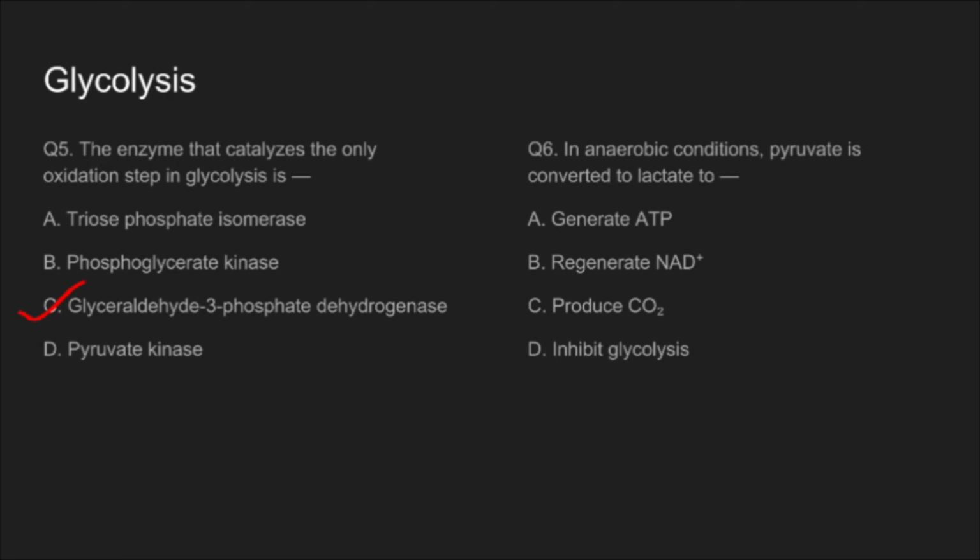Now question number 6. In anaerobic conditions, pyruvate is converted to lactate to: A, generate ATP, B, regenerate NAD+, C, produce CO2, D, inhibit glycolysis. So the correct answer for this question is B, regenerate NAD+. Regeneration of NAD+ allows glycolysis to continue in the absence of oxygen.